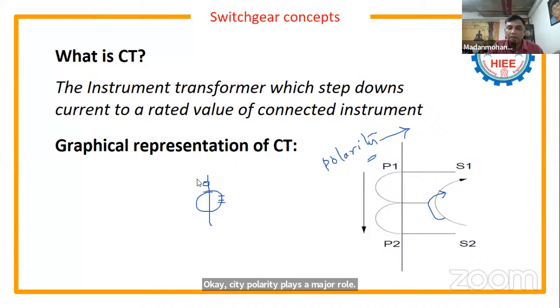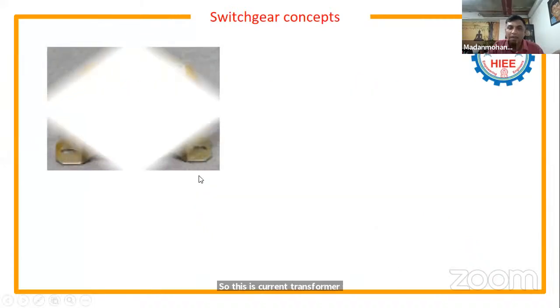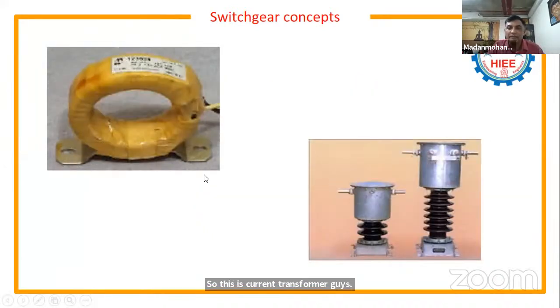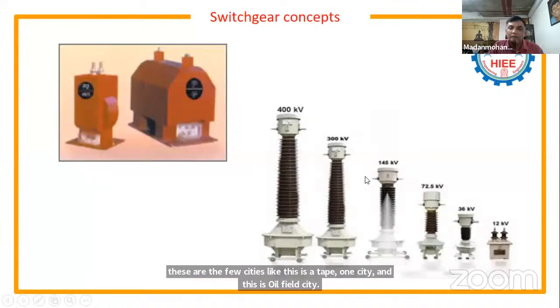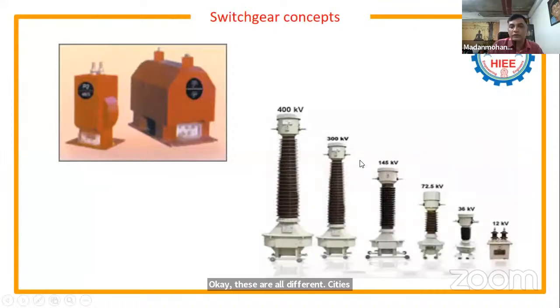So this is the current transformer, guys, and these are a few CTs. This is a tape wound CT and this is an oil filled CT. These are all different CTs we use for the various voltage levels.